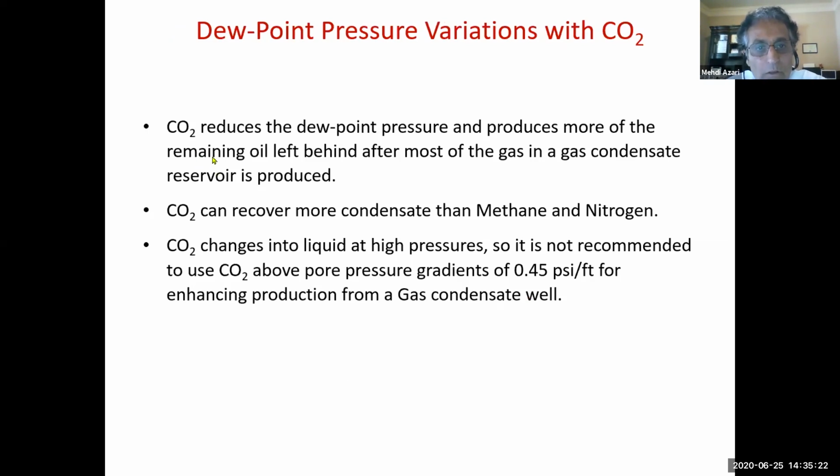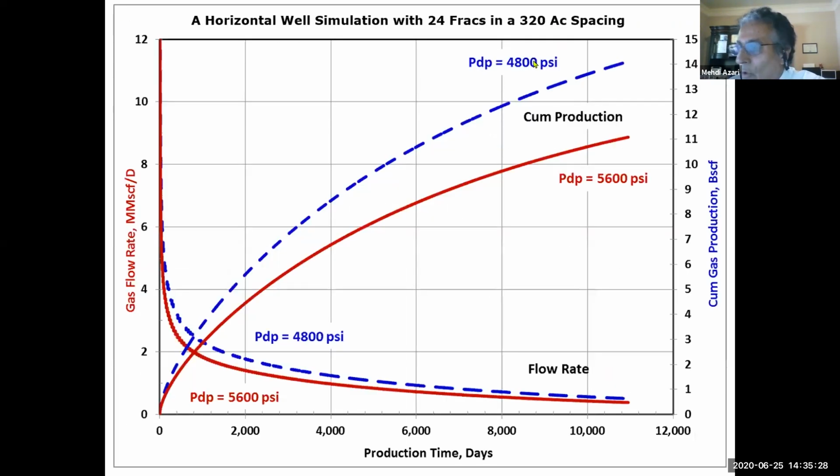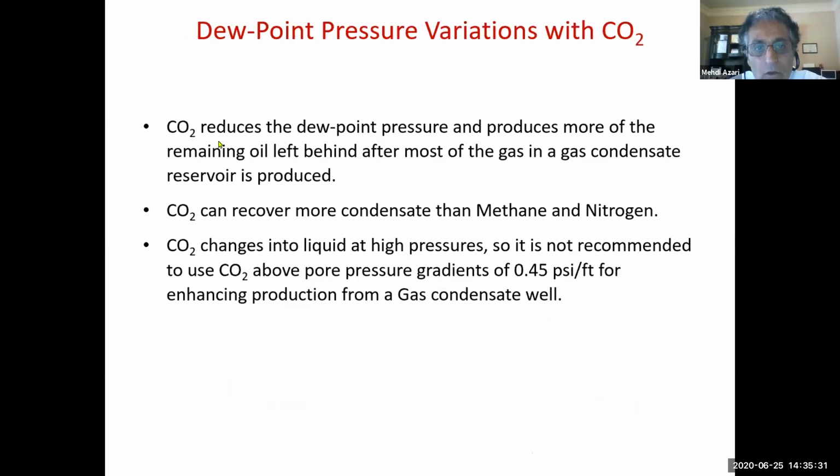Now this is the CO2, how CO2 reduces the dew point pressure. Remember, it is good to have a lower dew point. I can produce more, so if you add CO2, it's going to reduce it. Also, CO2 can recover more of the condensate than methane. If you inject methane or nitrogen to maintain pressure, CO2 is better, okay? But if you increase the pressure significantly, CO2 is basically going to become liquid, and then it's not going to be effective in gas, but it's going to be effective in oil. So we say do not go above 0.45 psi per foot.